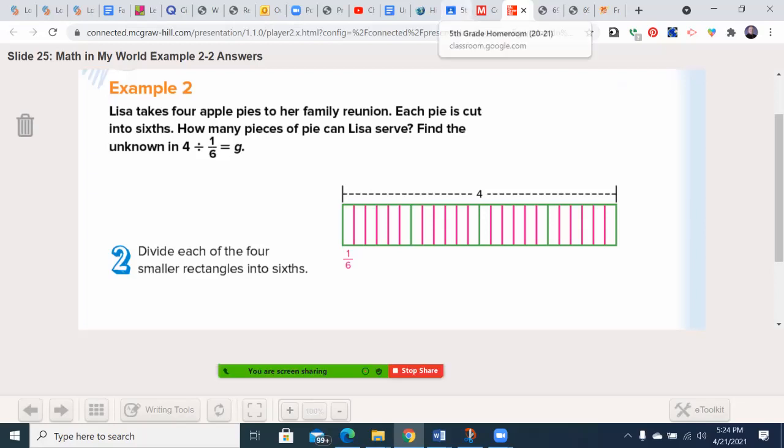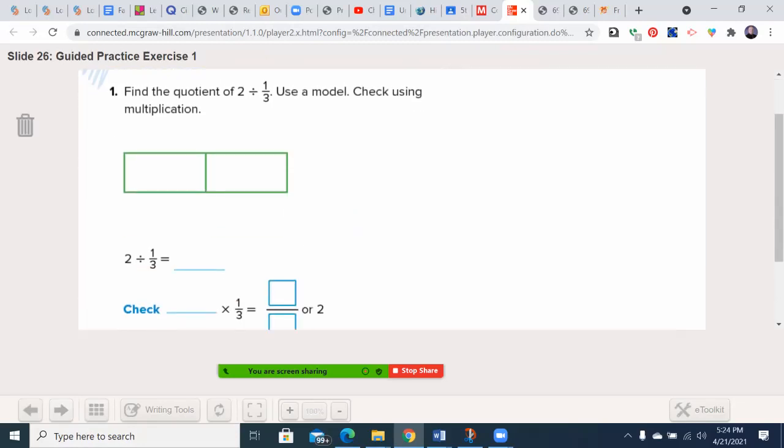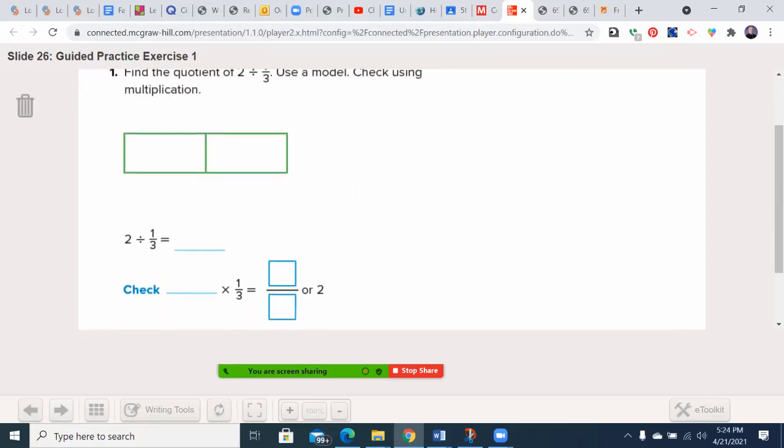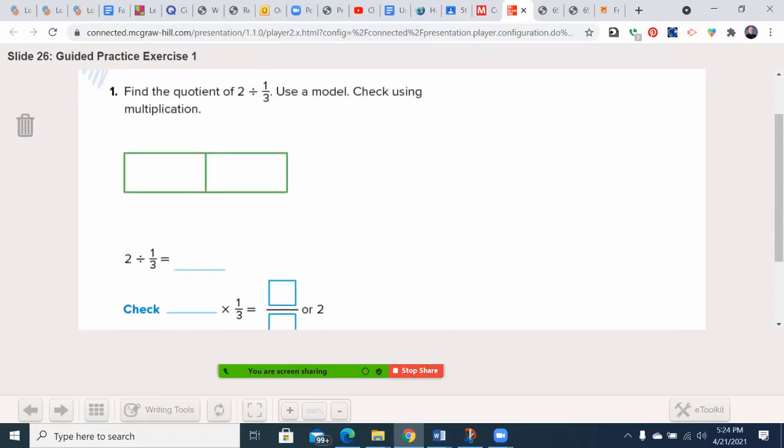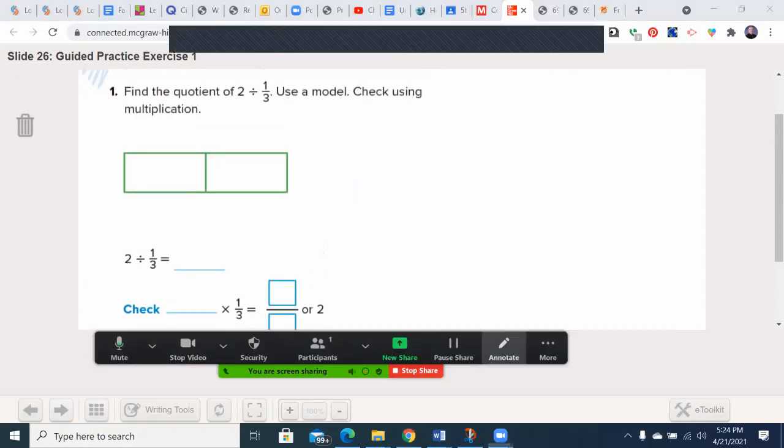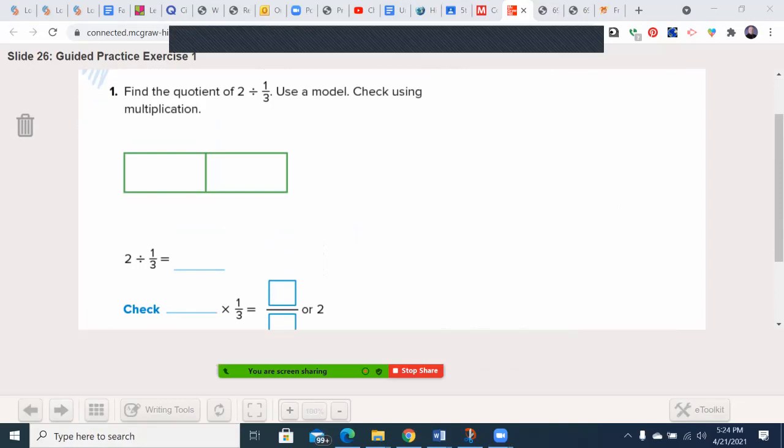All right, so let's go ahead and move forward. If you need to pause the video, you can. Guided practice. All right, here we go. This is where we're going to do, and by we I mean you, and then I'm going to go over it with you before moving on. Find the quotient of 2 divided by 1/3. Use a model. Check using multiplication.